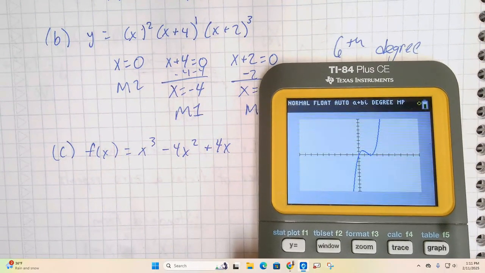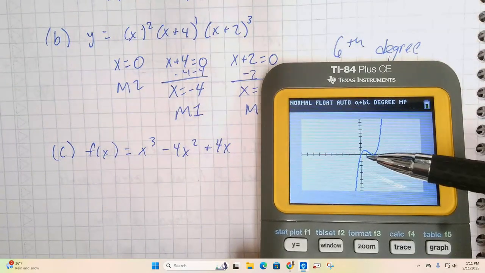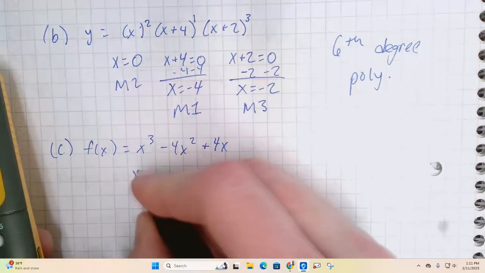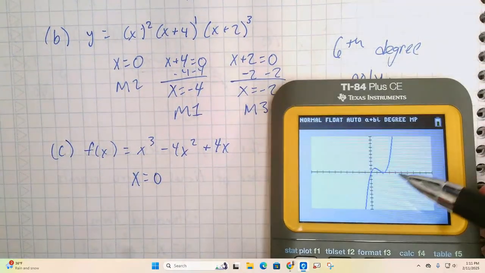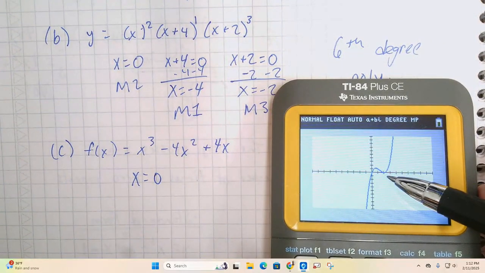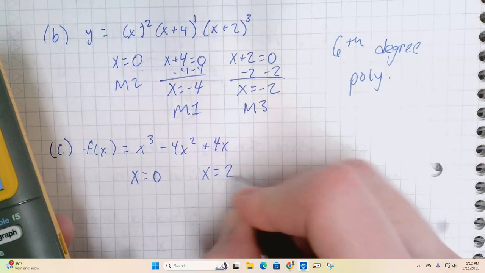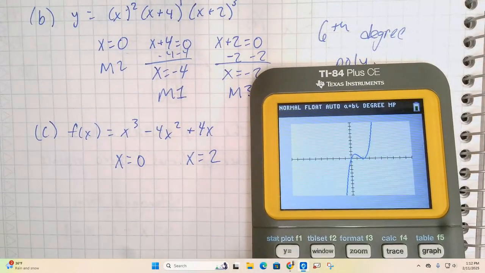It looks like we go through x is equal to 0. So that's one of the solutions. I'm going to go ahead and write it down. X equals 0. It looks like we also bounce off the x-axis at positive 2. So that would be x is equal to positive 2 as one of our solutions. And then we don't intersect the x-axis anymore.